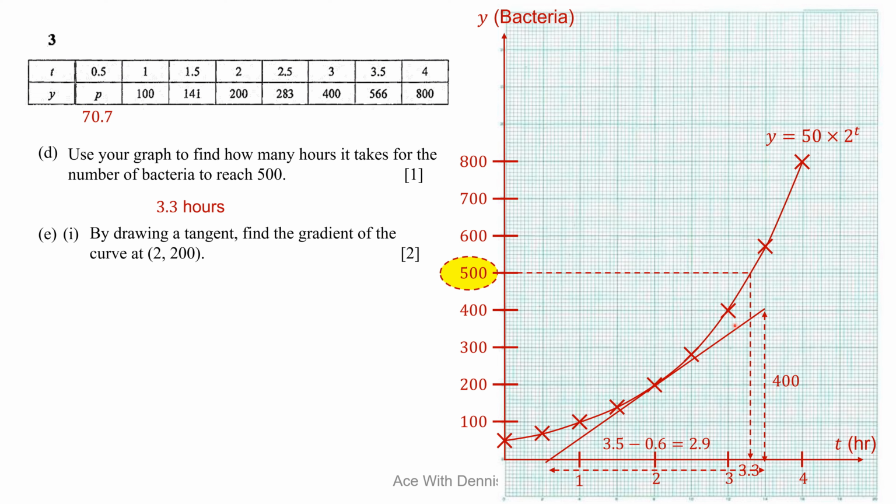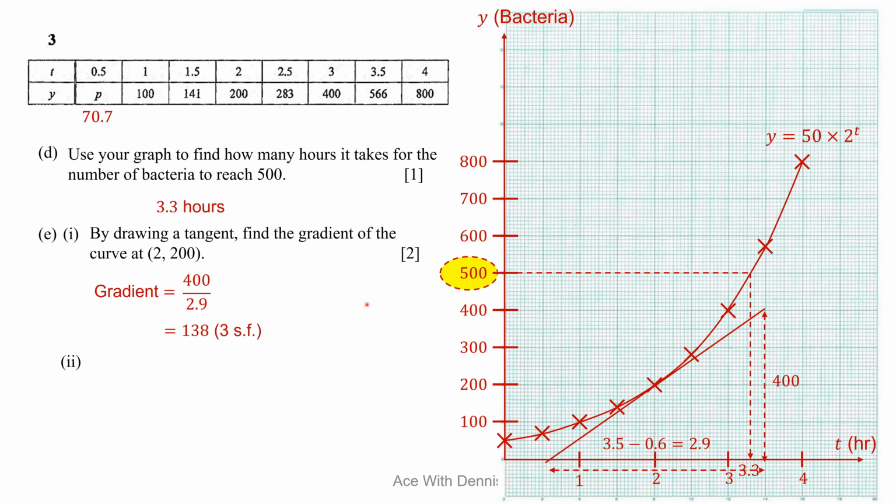You might get some different answers, but I believe the number is very similar. It depends on how you draw the line, so the value might be different. Okay, it's slightly different. So the gradient now we can calculate as 400 over 2.9, and the value is 138, rounded off to 3SF.